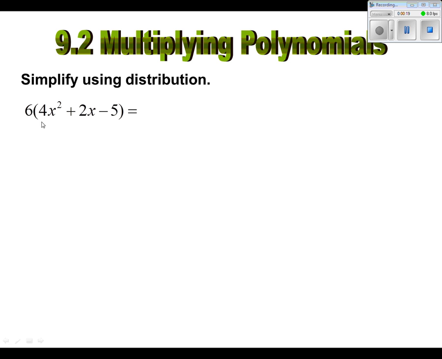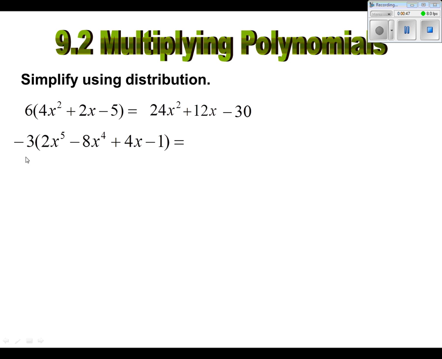So 6 times 4x squared is 24x squared. Then you take the 6 and multiply it by the 2x, we get 12x, and the 6 times negative 5, and we get negative 30. For your final answer, you have to make sure that it is in standard form, which means that the highest exponent of x goes first, then the lowest exponent of x, followed by the number with no variable, always being put at the end.